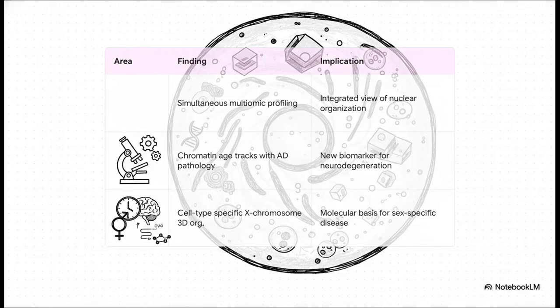So, to summarize, the MUSIC technology provides an integrated, multi-layered look into single nuclei. This has led to the concept of a chromatin conformational age, which is a potential cellular biomarker linked to transcriptomic aging and Alzheimer's pathology. The method also uncovered cell-type-specific mechanisms of X chromosome regulation, which offers a potential molecular basis for sex-specific differences in brain health.